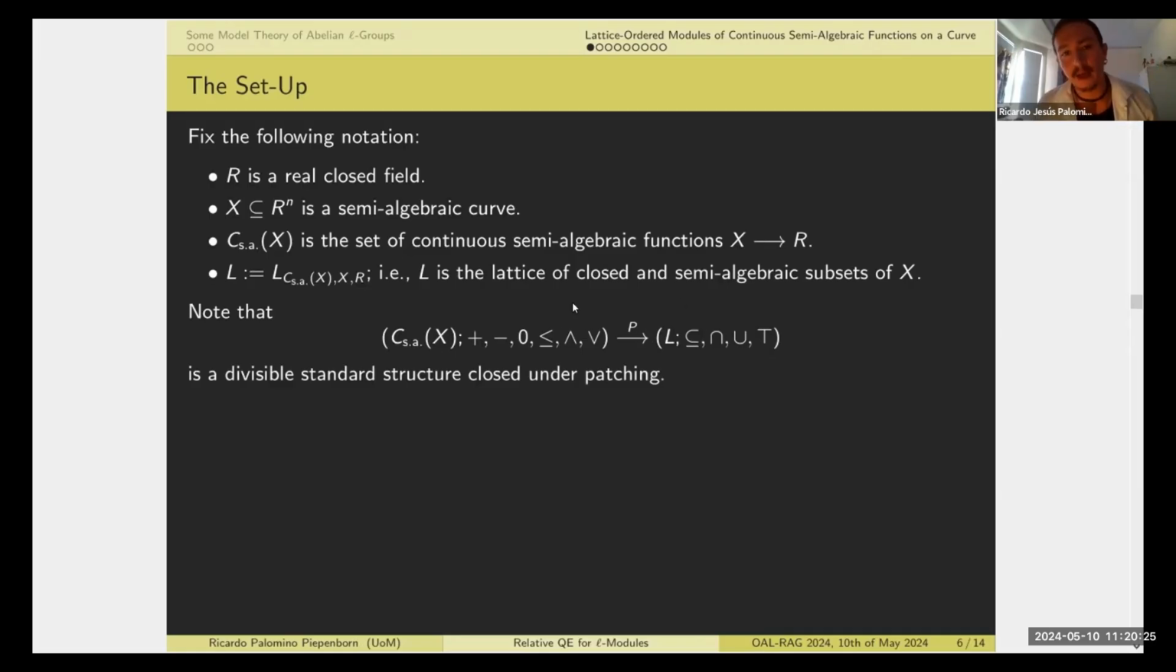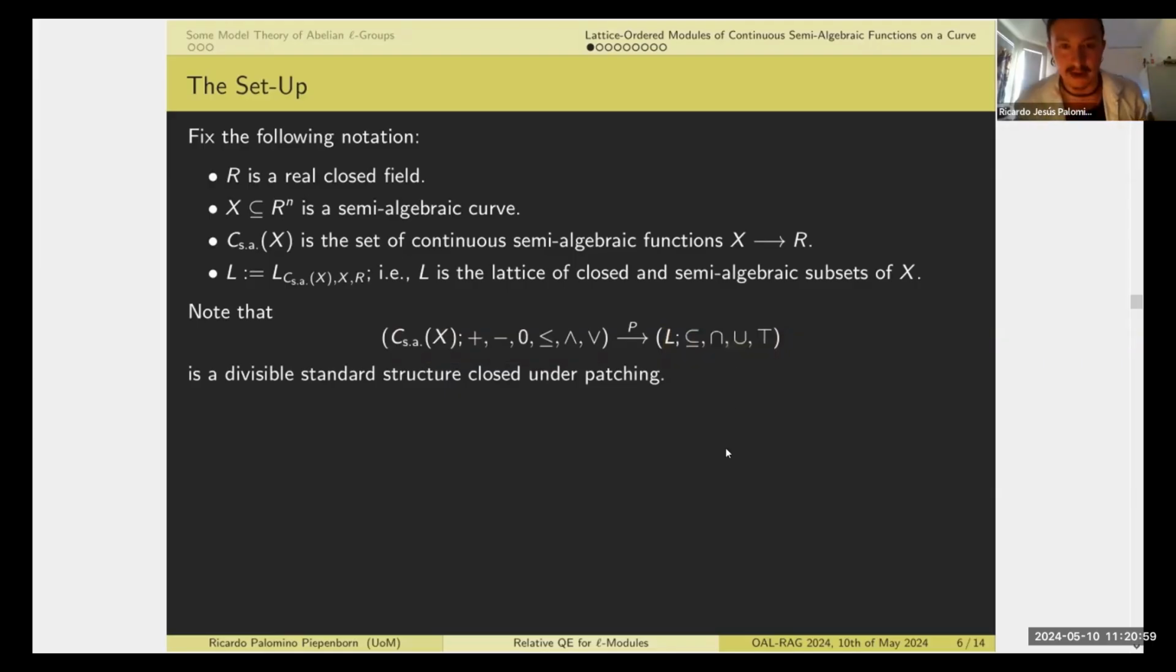I connect both sorts with a positivity map, and this whole standard, this two sorted structure is a divisible standard structure, which moreover is closed under patching due to this semi-algebraic Tits extension theorem. So in particular, we're satisfying the hypothesis of the Shen and Weispfenning theorem. Moreover, all the first order properties of this lattice-ordered abelian group can be translated into properties of this lattice of zero sets. Good, excellent.